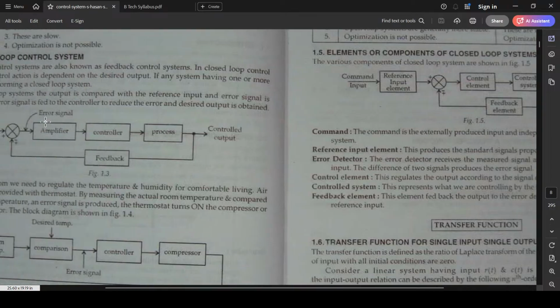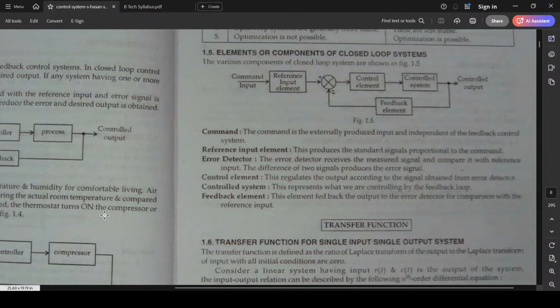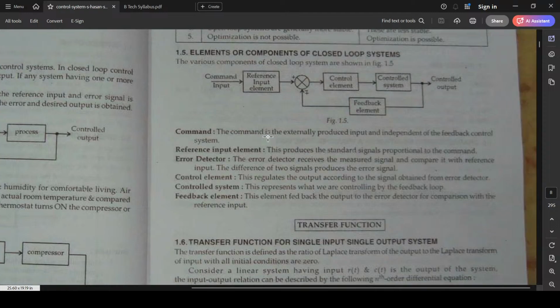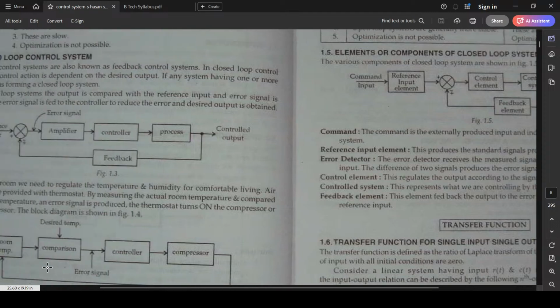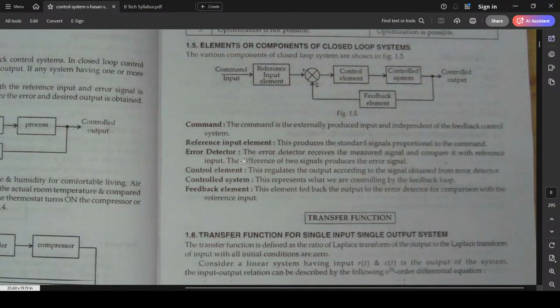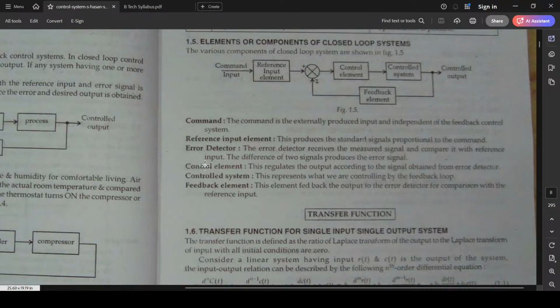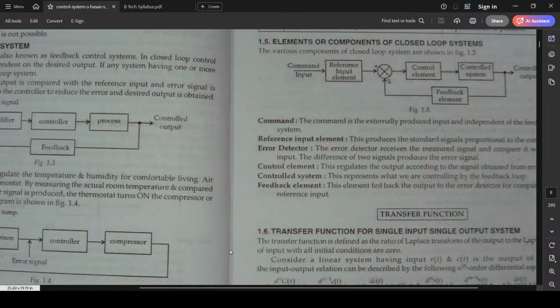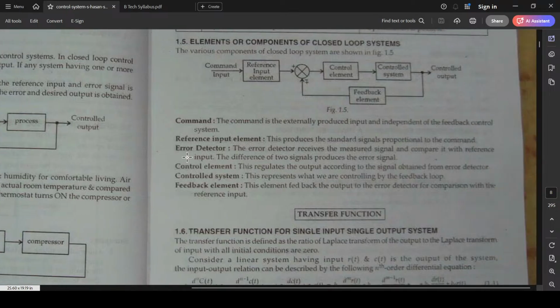Just here, the desired temperature was, let's say, 12. So that is the reference input. Error detected: the room's temperature was 15 and the desired was 12. So the 3 degree Celsius is the error. It is detected by the error detector component. Control element: this is the element that actually changes the properties. Like here we have the controller and compressor. Okay, and control system.